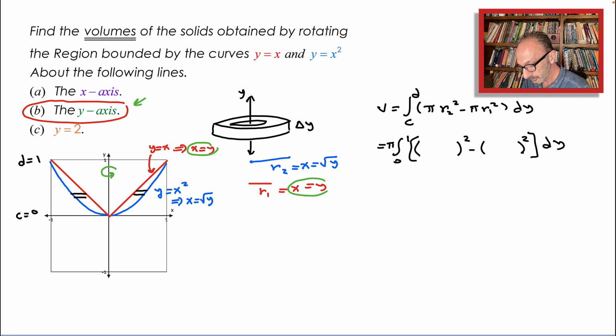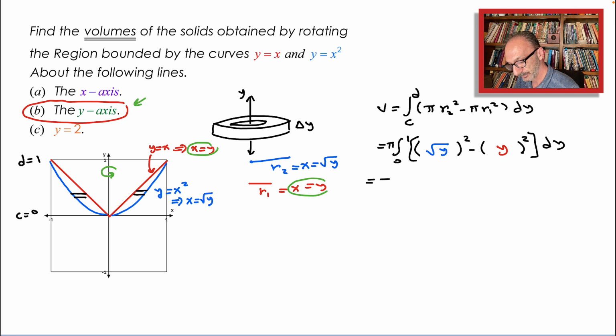R2 square, or the outside radius, is square root of y. And the inner radius is y. Notice that we wrote everything in terms of y because we are integrating with respect to y. So that's the reason why earlier I rewrote everything as x as a function of y. After that, it becomes regular integration.